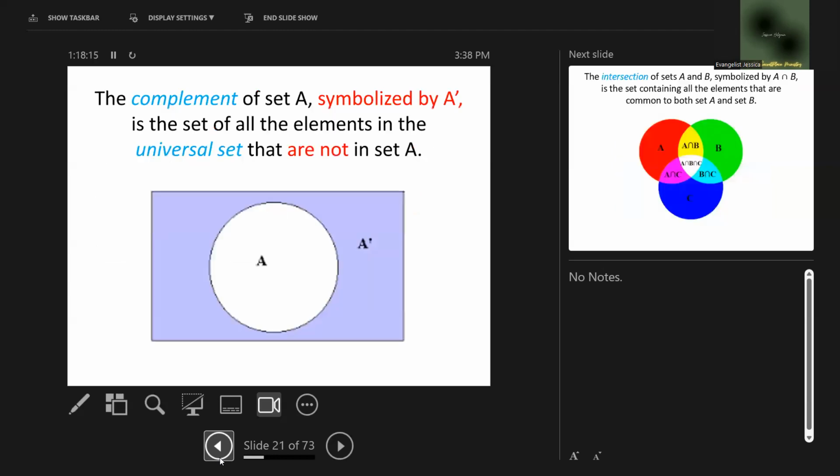Now, we also have something called the complement of set A, which is symbolized by that blue colored area, A prime. A prime is the complement of set A, and is the set of all the elements in the universal set. The universal set considers both of them together and puts them together. You have A, that circle, and its complement is the surrounding area, A prime.